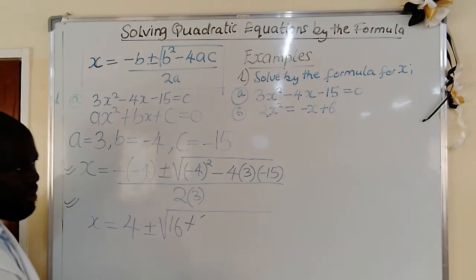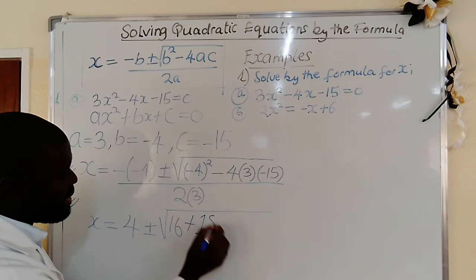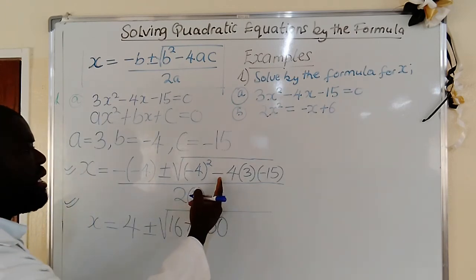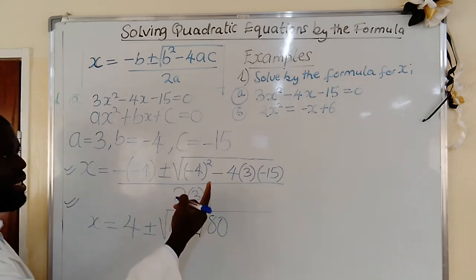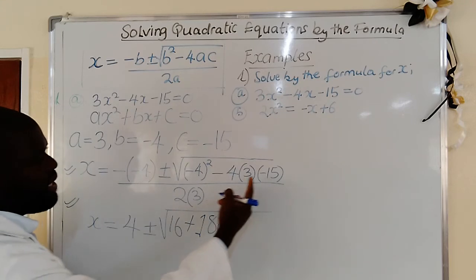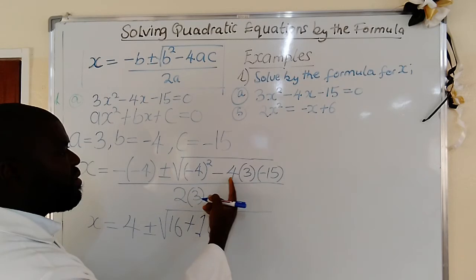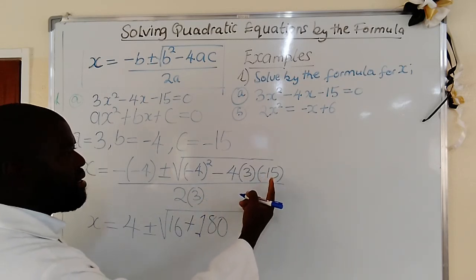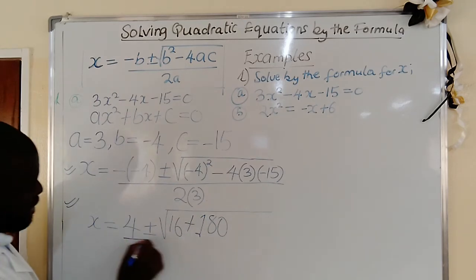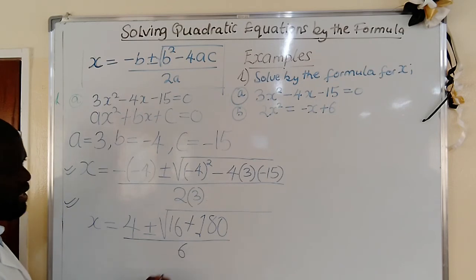180. So this is what we get after multiplying these quantities. We said negative 4 by 3, then by negative 15. Or we could have said negative 4 by negative 15, we get 60. 60 by 3 is 180. Everything over 2 times 3, which is 6.